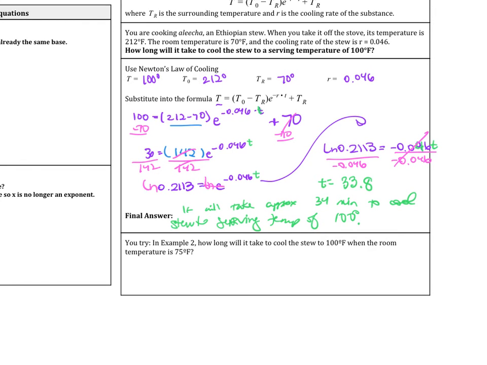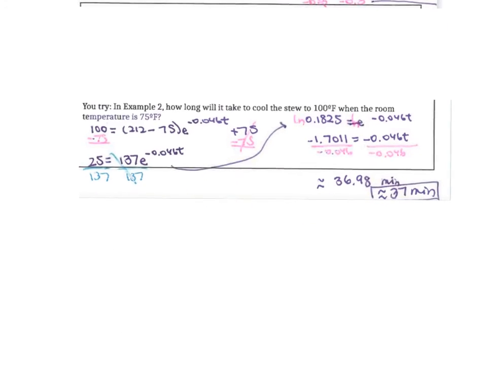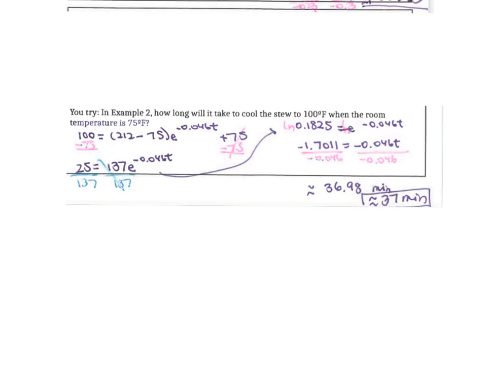So try this same example, but now how long will it take to cool the stew to 100 degrees when the room temperature is 75 degrees? The room temperature is a little bit warmer, so it should take a little bit longer. So try this out. If you tried it out and plugged it in, you would find that it is approximately 36.98 minutes, or about 37 minutes, to cool the stew to a serving temperature.